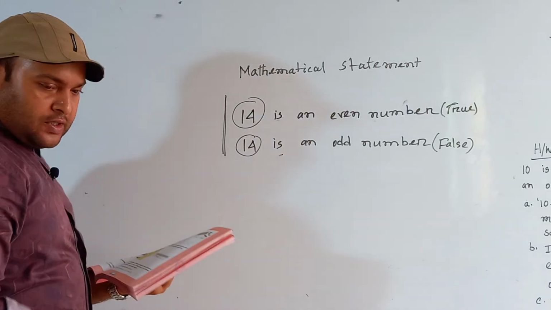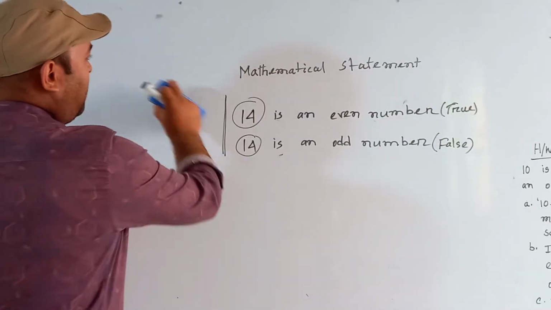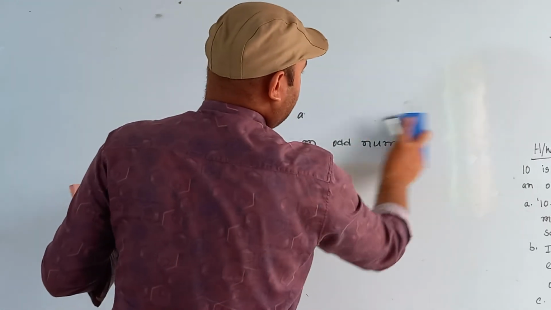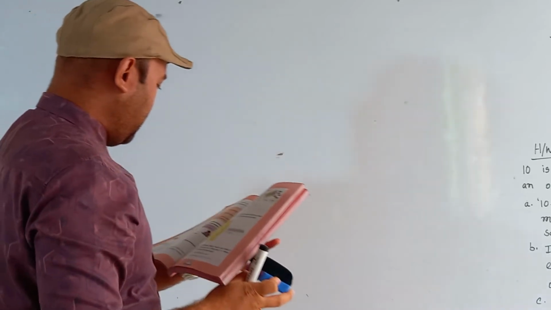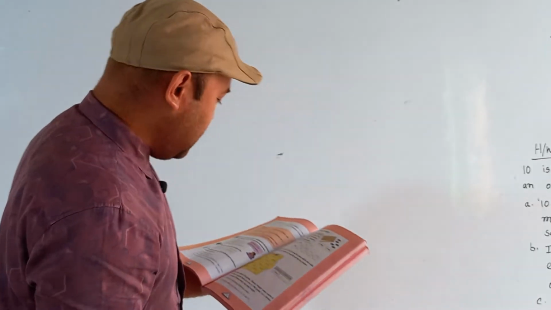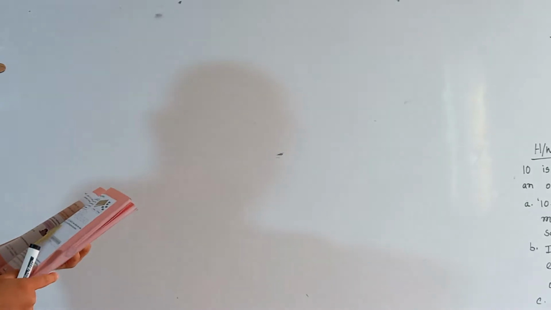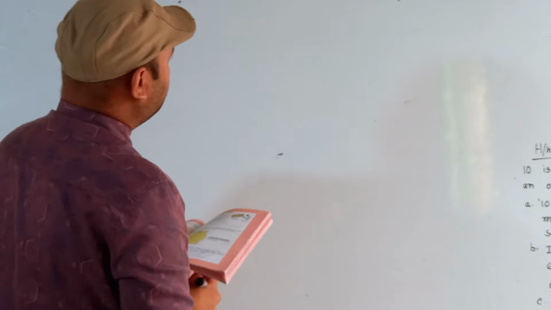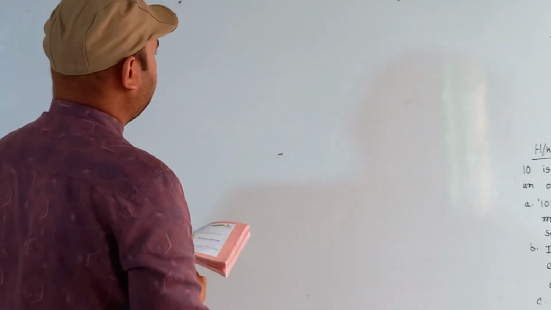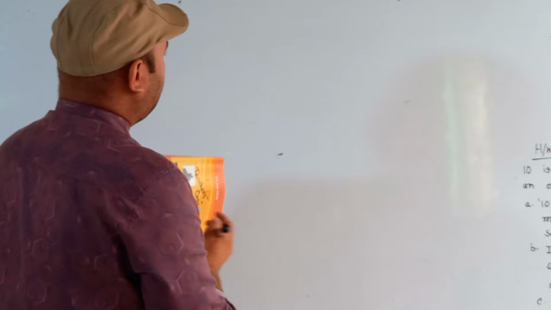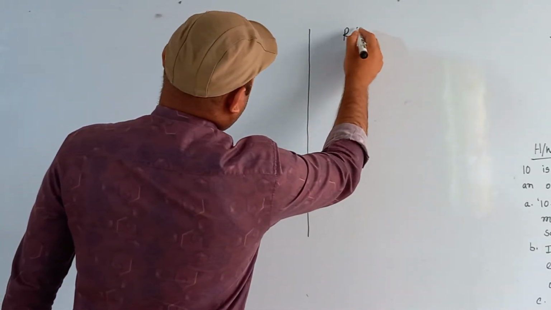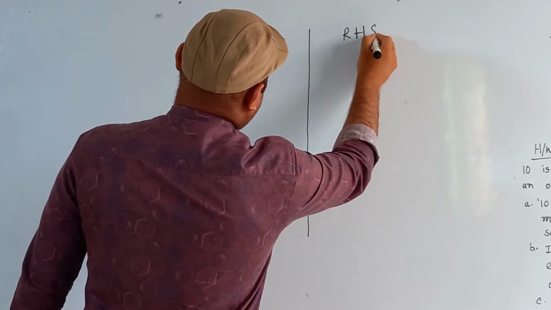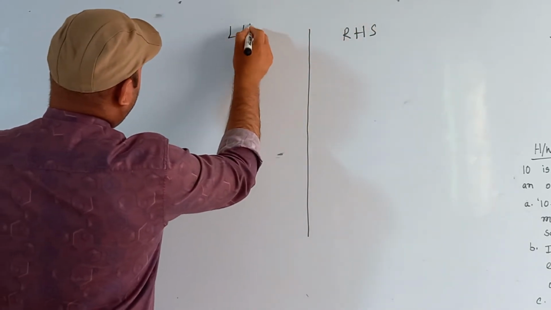Hope you understood which is called open sentence and which is called mathematical statement or closed sentence. Now my dear students, in open sentence we do not know whether it is true or false, and in mathematical statement it can be determined to be true or false. Now we are going to determine the value of x. Before starting it, first of all you have to know this. If I consider this portion is right hand side and this portion is left hand side.